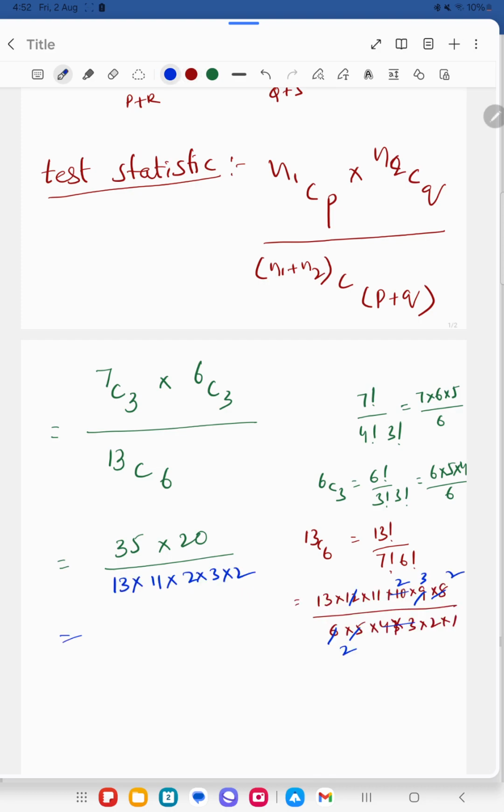So I have simplified this combination. 35 into 20 is equal to 700, divided by 13 into 11 into 2 into 6 plus 12, that is 11 into 12, which implies 1716. So 700 divided by 1716 will give us 0.40. So 0.40 is the test statistic value of the median test.